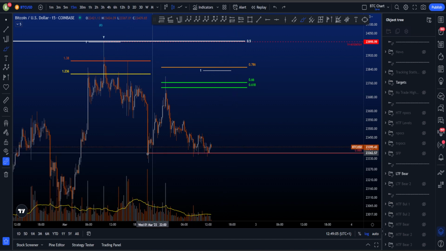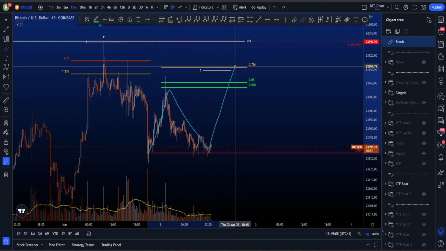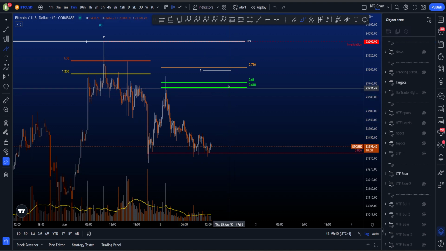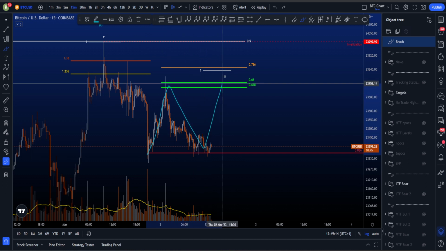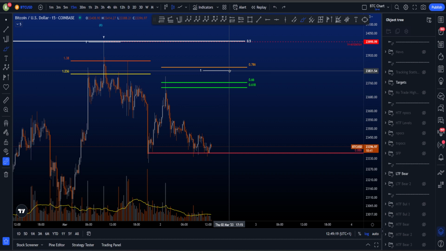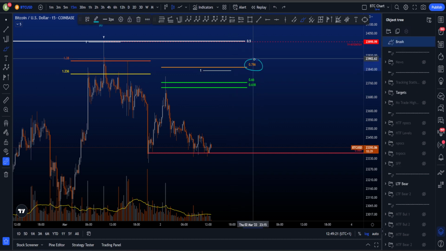However, the scenario that this could somehow be a 3-wave structure is still something that I have in mind, and the 1-to-1 level of this structure, so from this A to then a B and a C, is at the 23.8k level, as well as like the 786.